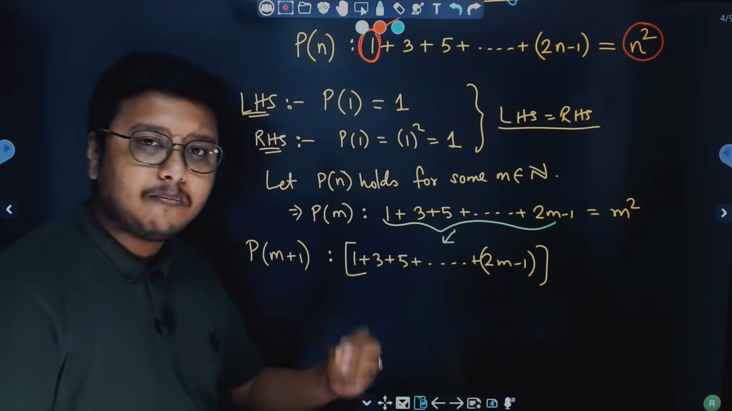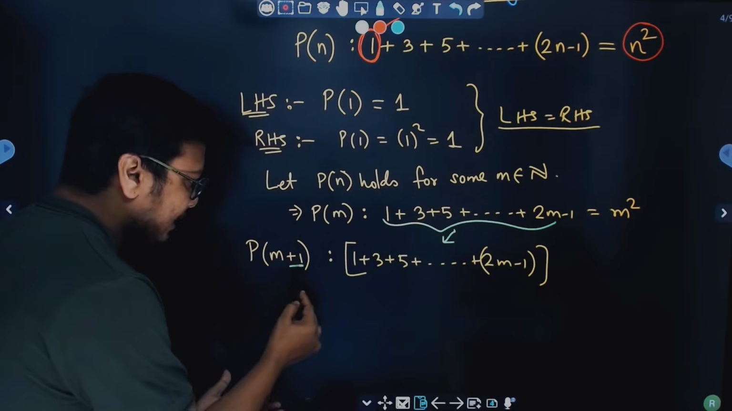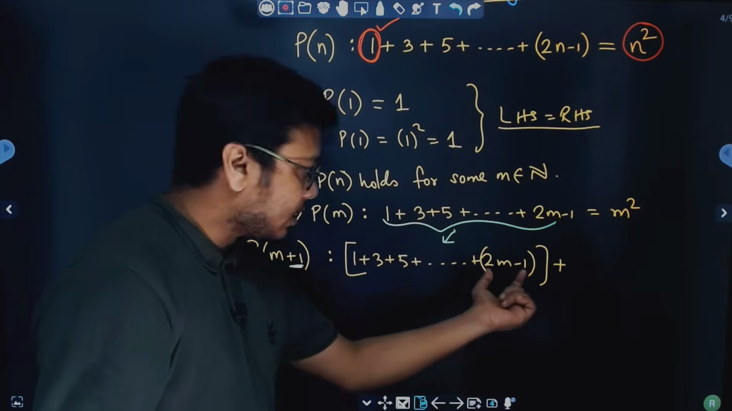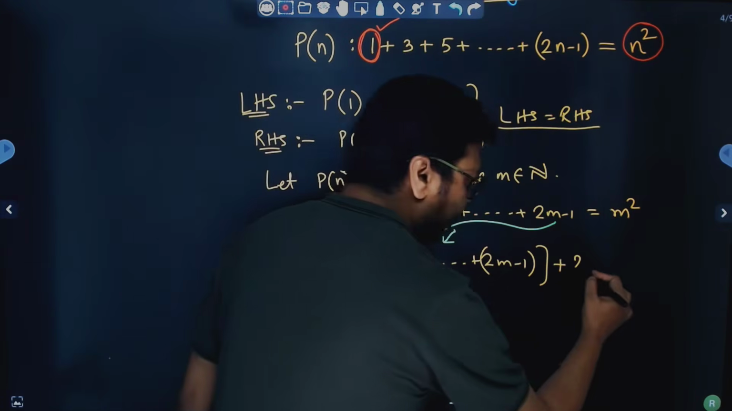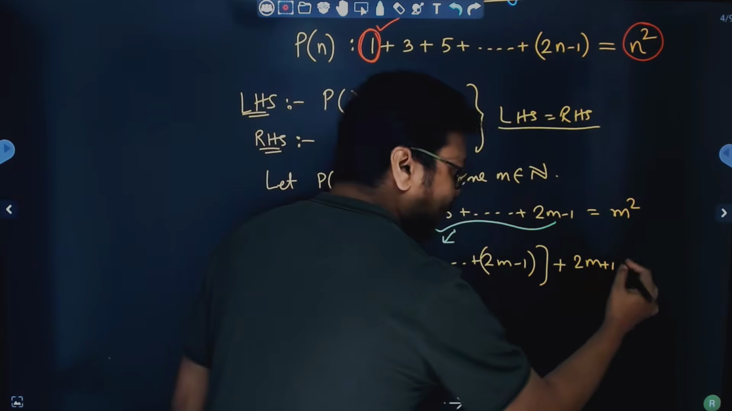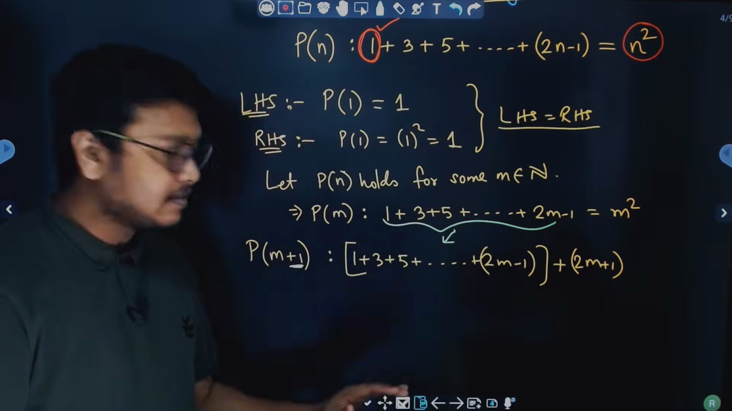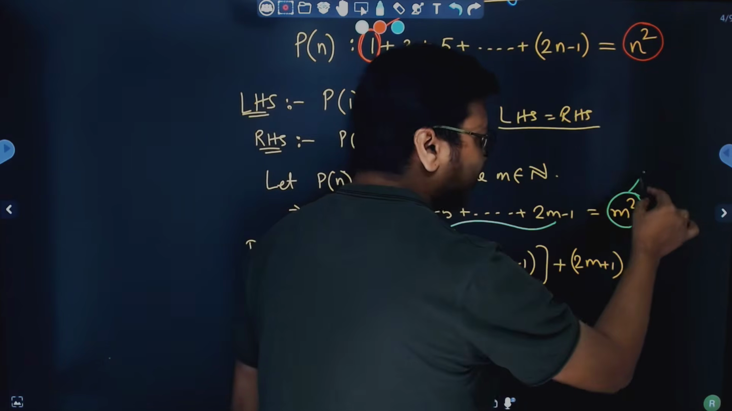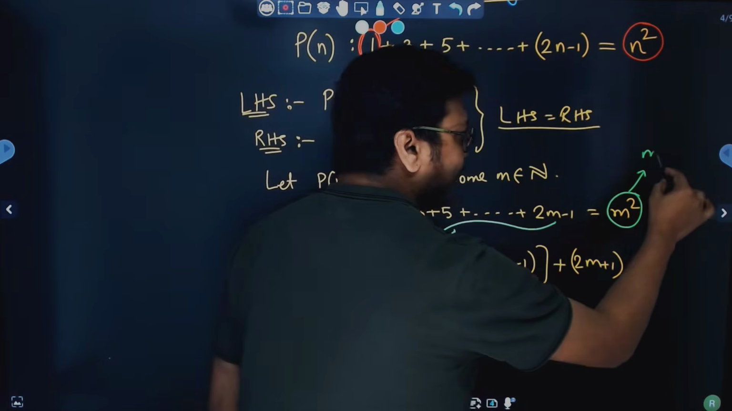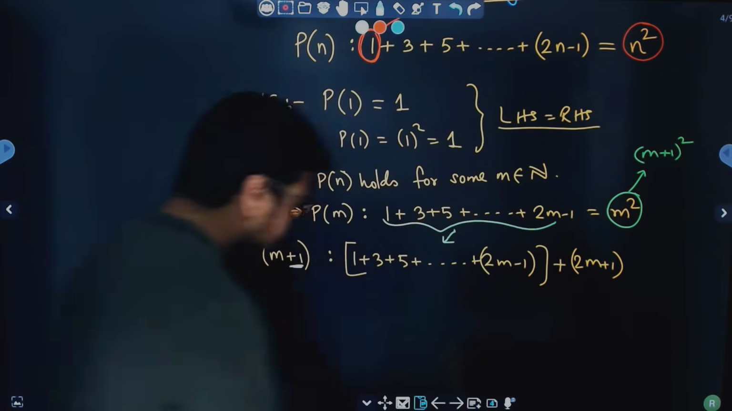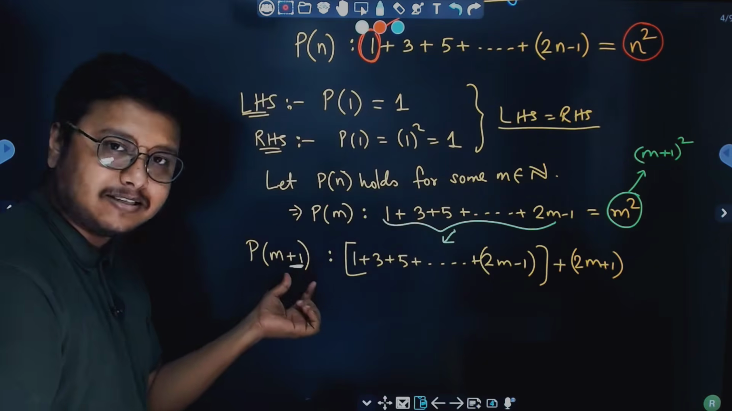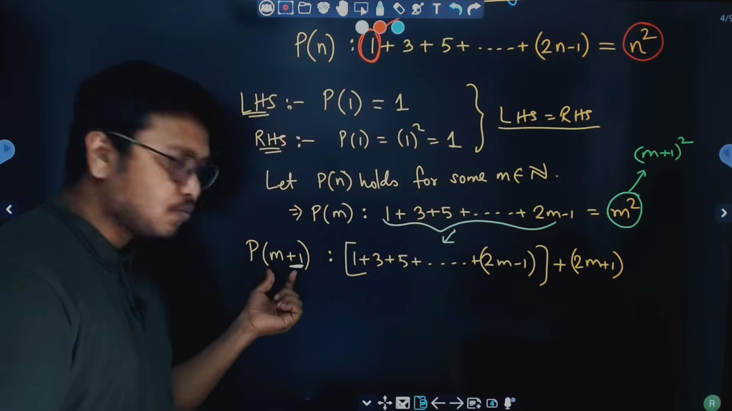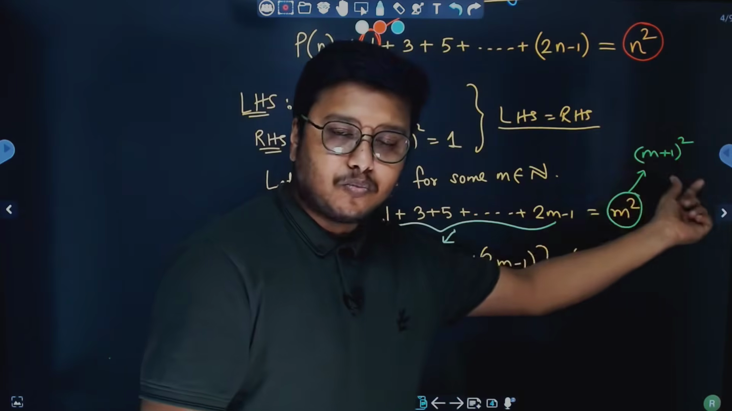Now I need one more extra term because I want to write the m plus 1th term. So the next odd integer after 2m minus 1 should be 2m plus 1, right? And I'm trying to prove that my RHS should be, instead of m squared, m plus 1 squared, because right now I'm having my m plus 1th statement. So if my mth statement is m squared, my m plus 1th statement should be m plus 1 squared.